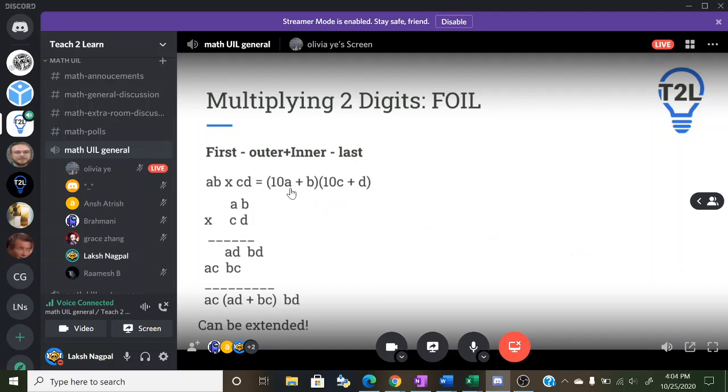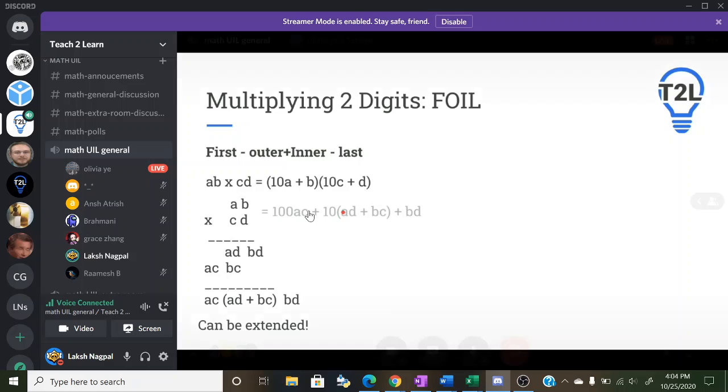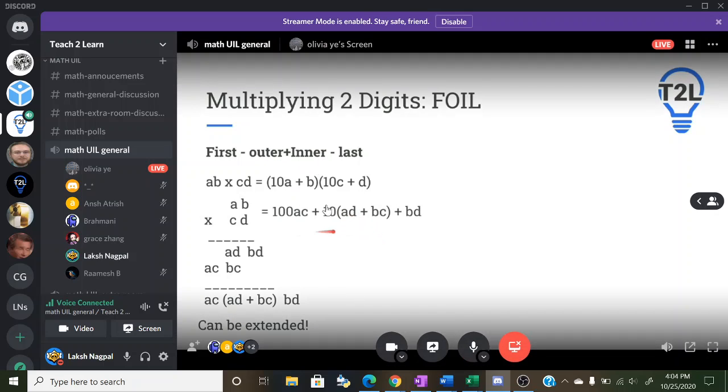Your first in this case refers to the numbers 10a and 10c. Once you have your firsts of both binomials, just multiply them together to get 100ac, and that's your first term. Then you want to do outer plus inner. Your outer is 10a and d, and your inner is b and 10c. Then you multiply them, so you have 10ad and 10bc, but here the 10 is just distributed out, so it's the same thing.